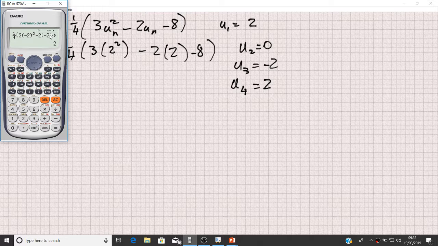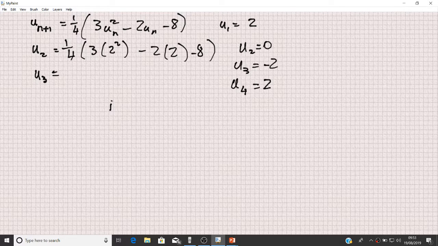Put in Answer correctly, in each place we have Un. And just have a look there, it is correct. Okay, so U5 is 0, U6 is -2, and U7 is 2 again. So we definitely have a repeating pattern, therefore our sequence Un+1 is indeed periodic. So make sure you make that conclusion.